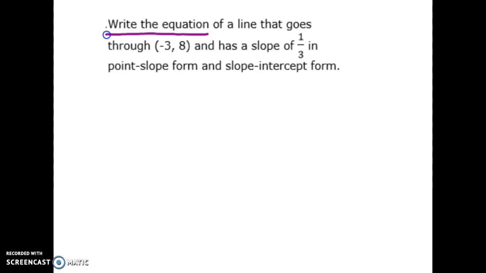It goes through the point -3, 8 and has a slope of 1/3. Okay, so we already know the slope is 1/3 and we have the point. Okay, so I have a point and I have a slope. That should kind of give it away that we're going to use point slope formula.